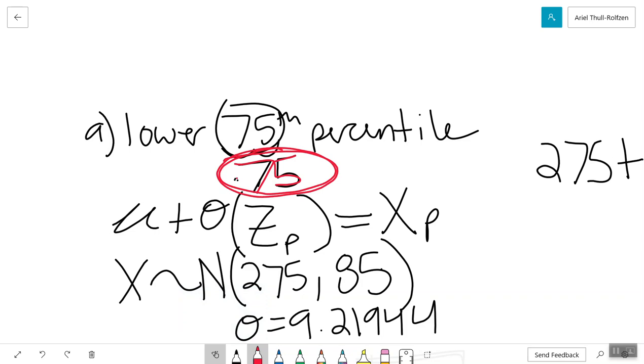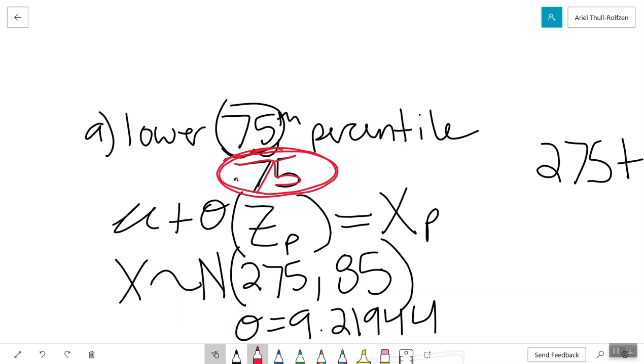It is going to be that 0.7486 on page 524. So now we're going to trace to the left to 0.6 and trace up to 0.07. So our z-score is going to be 0.67.